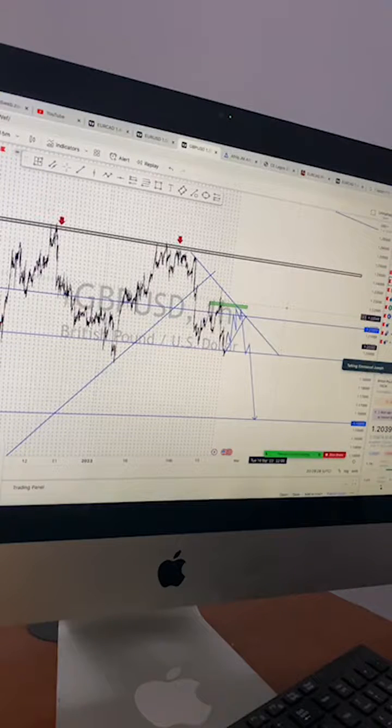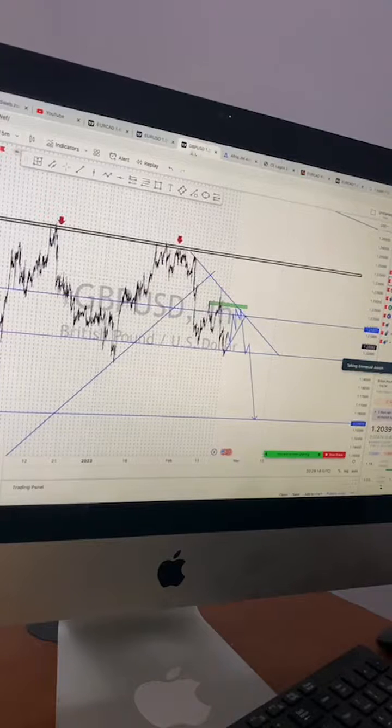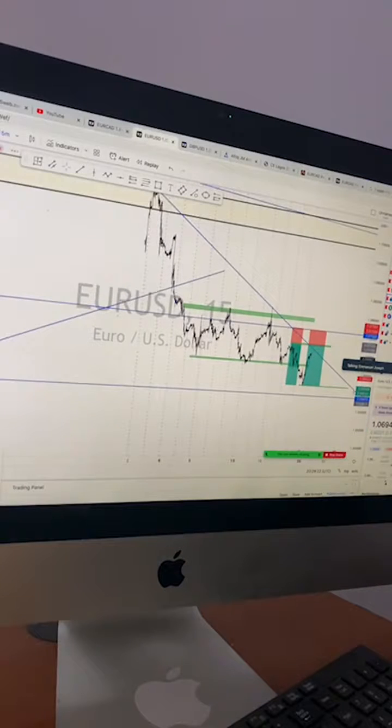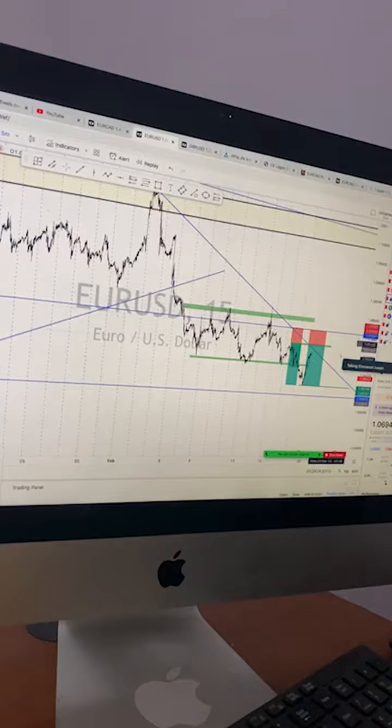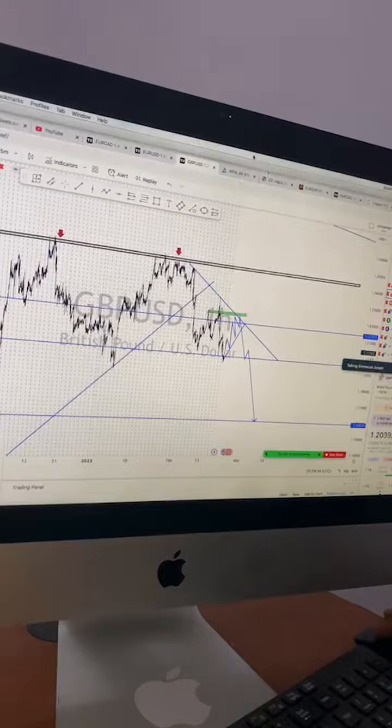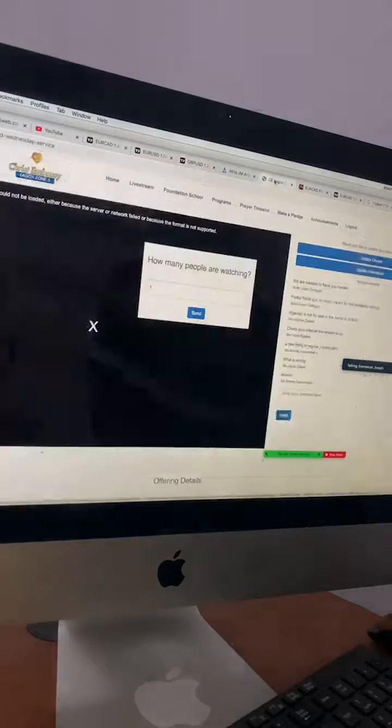So yeah, that's for pound USD, and we did this analysis. Then Euro USD, I have a trade here, so we're expecting price to resist somewhat at this level at 1.7200.